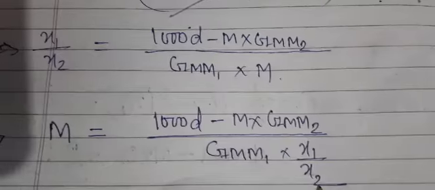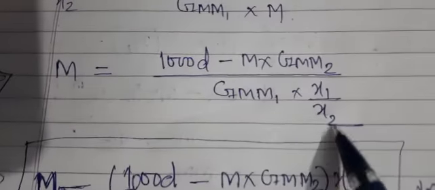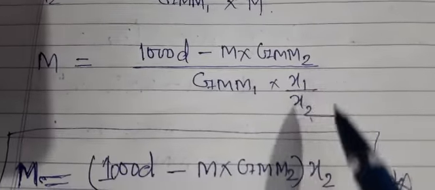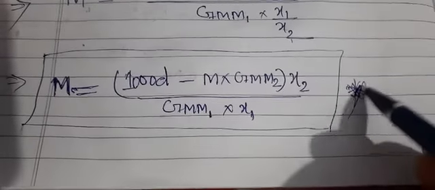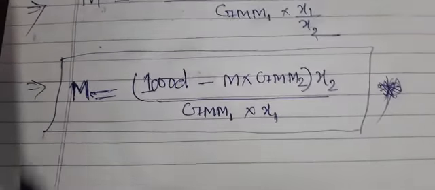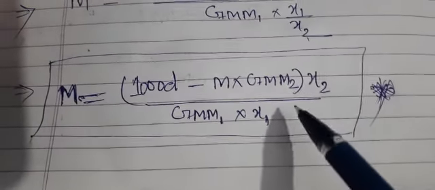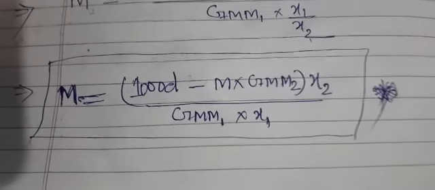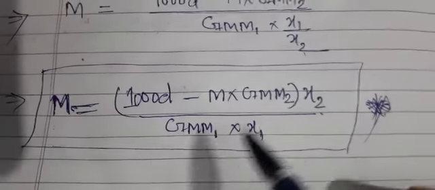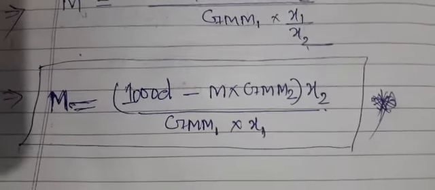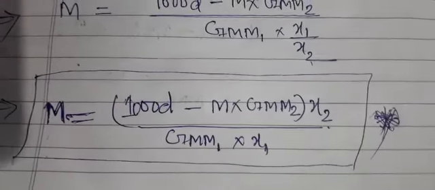So I have done this. Now you can move x2 to this place also, so that is moved here. So finally you have got a formula for molarity. If the mole fraction is known to you, then you have got the molarity. So this formula can be used.